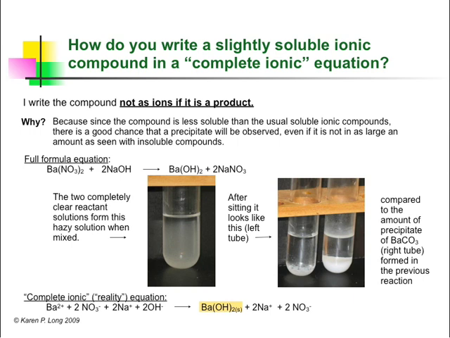I've included the tube from the reaction that formed barium carbonate next to it, so you can see that the amounts are substantially different, but in fact we did get some precipitate of barium hydroxide in the reaction shown. In both of these reactions, the same concentrations and same amounts of solutions were used. So I write barium hydroxide solid as a product in my equation. You can see the complete ionic equation at the bottom of the page.